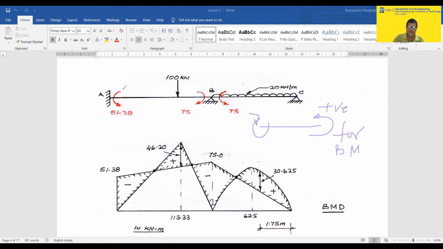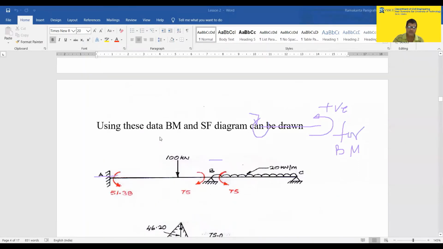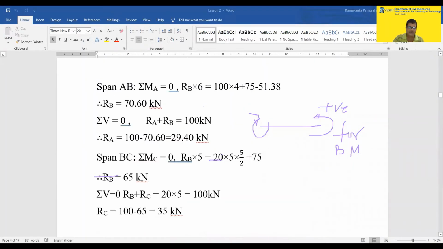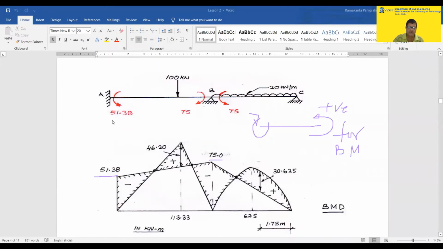Now here the moment is acting anti-clockwise, so it will be negative. Here the moment is acting clockwise, so it is negative. Now put the values 51.38, 75 and 0 here. This is your fixed end moment. With this, we have to superimpose the positive value. Now what is the value of RA? RA for the span you have obtained as 29.4. You multiply 29.4 with 4, and that comes out to be 113.33 kilonewton meter. So write this value here.